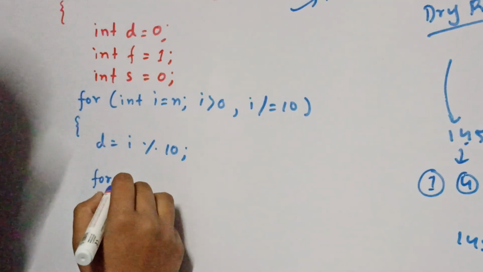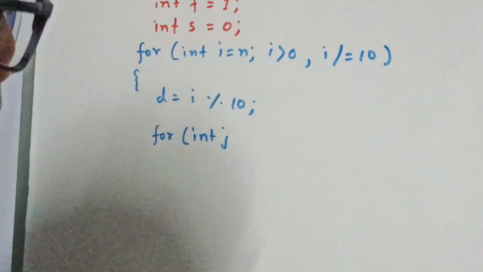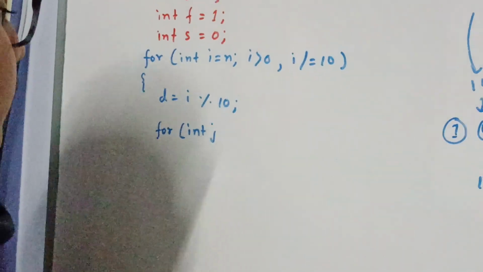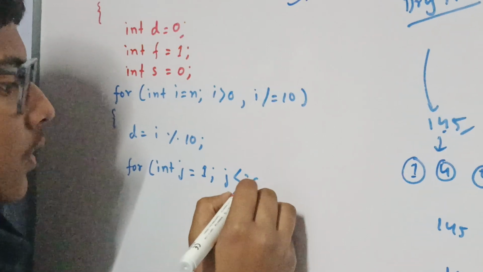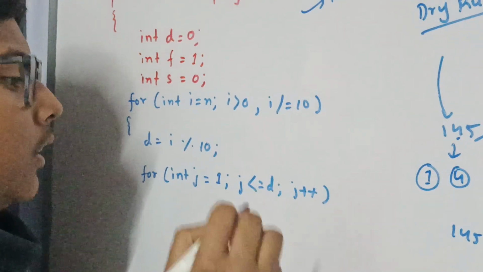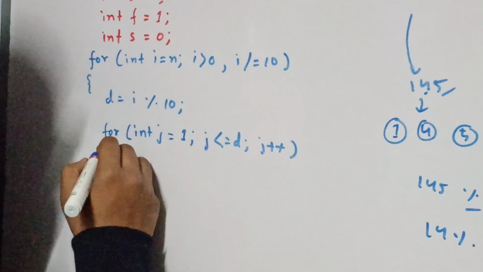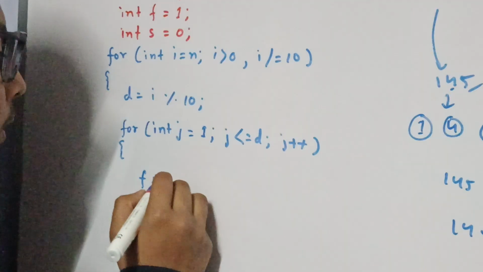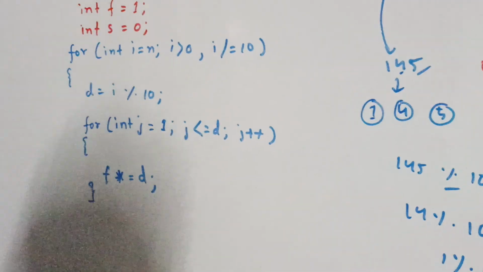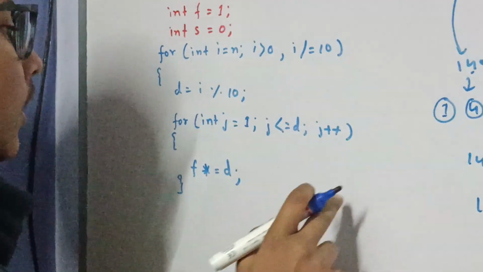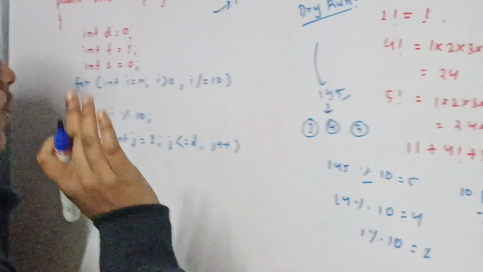So for int j, I have initialized another variable, and as I am doing the program in a for loop, I can initialize it inside the loop only. j equals 1, j less than or equal to d, j plus plus. This is the loop for calculating the factorial of a number. So next, f *= d, and here you end the loop. This loop is for calculating the factorial of the digit that you have extracted from the number.